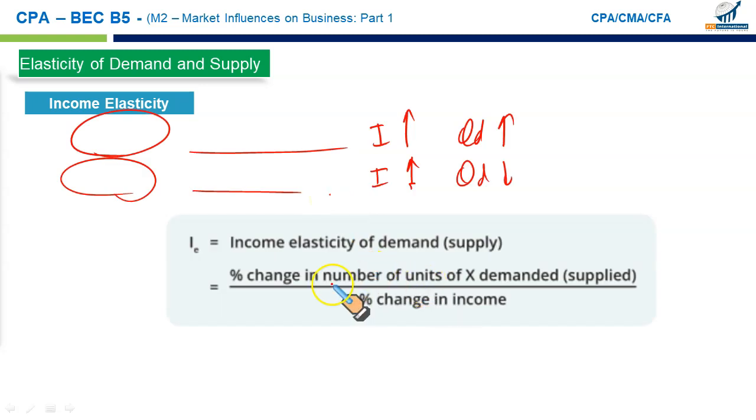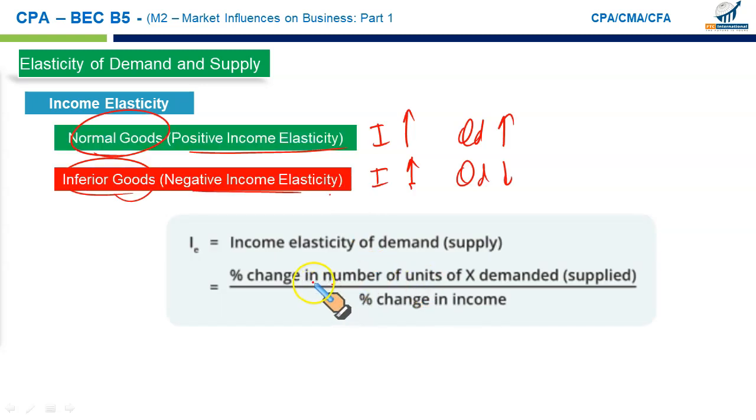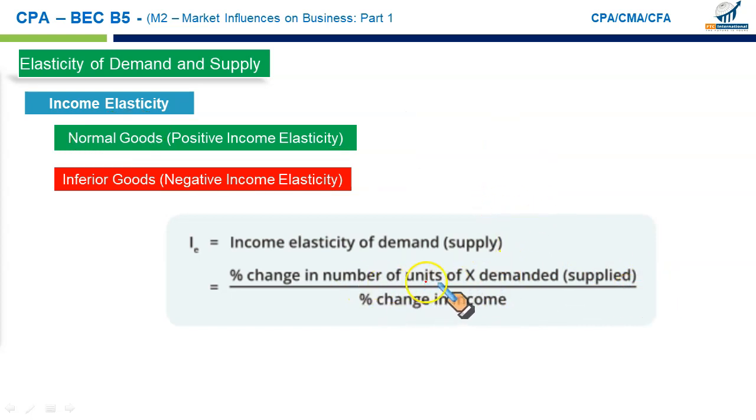Now, the formula is pretty straightforward. You will use the percentage change in number of units of X demanded upon the percentage change in income. If the result is positive, the good is normal. Conversely, if the percentage change in number of units demanded of X and the change in income are in opposite relationship, then it will be an inferior good. So it's fairly straightforward. Let's move on.